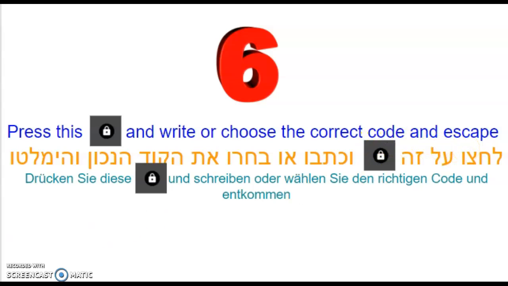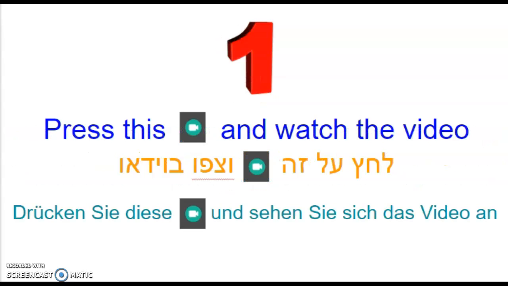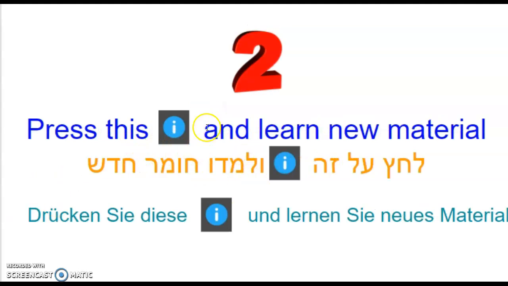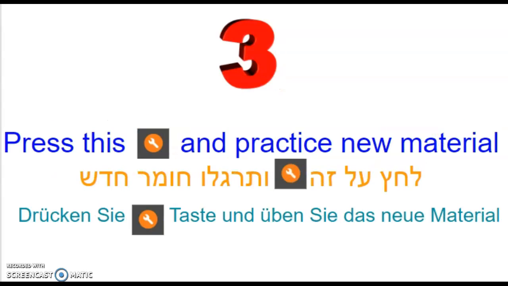So just before we go, let's go back. When you enter the room, you press the video button. You watch the video and learn the new material. The next button you go to is the I or the information button, which presents slides where the new material is taught. The following thing you have to do in the escape room is you have to press the spanner button and practice your new material as much as you want and as often as you want.